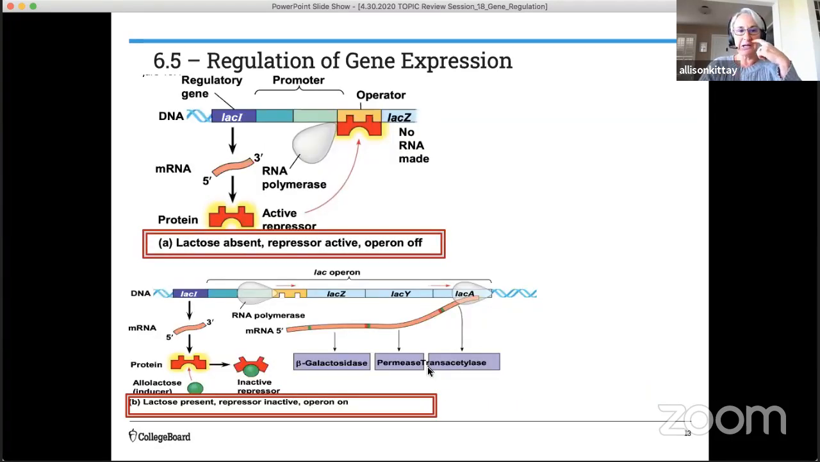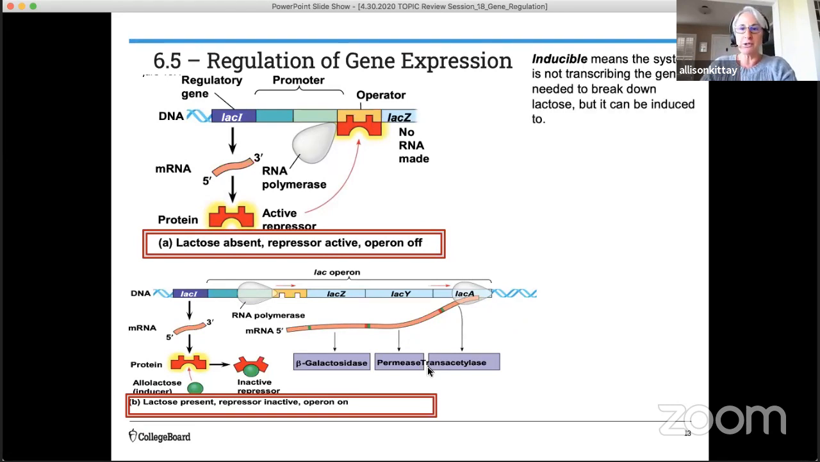First, we're going to take a look at the Lac operon, which is inducible. Again, it means that the system is not transcribing the gene needed to break down a sugar, lactose, which is a disaccharide, but it can be induced to do so. So first, let's look at when lactose is absent. The repressor is active, which means that it is repressing the transcription of the genes, okay? So the operon is off.